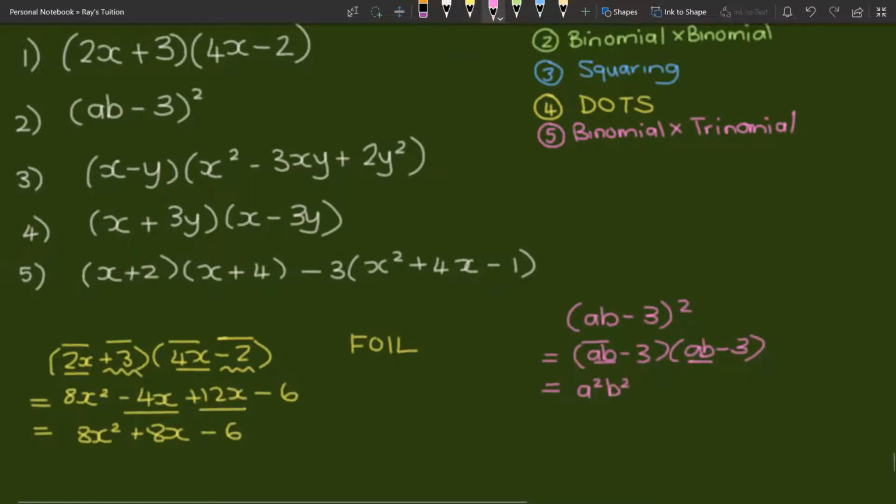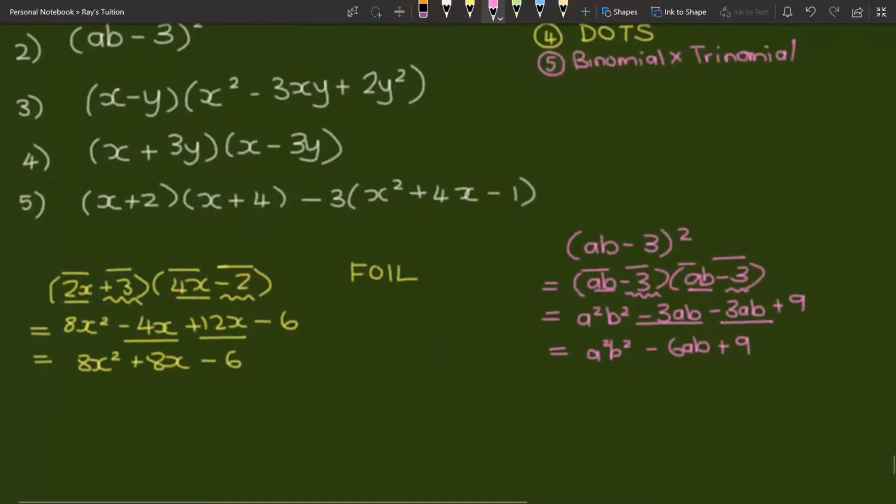Then we have AB times negative 3, which is negative 3AB. Our two inner terms is negative 3 times AB, which is again negative 3AB. And finally, our last term is minus 3 times minus 3, which is positive 9. So then once again, the 3AB and 3AB are like terms. So we have A squared B squared minus 6AB plus 9.